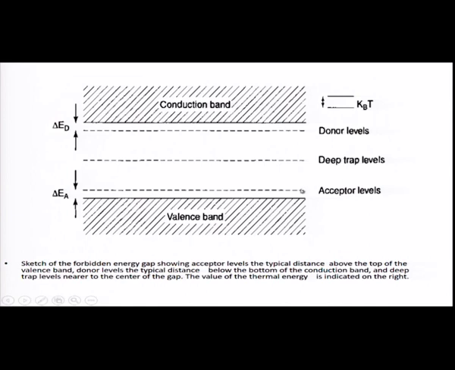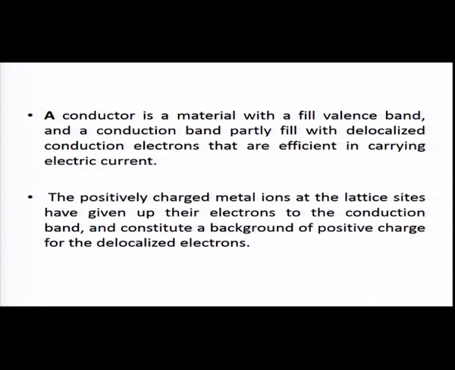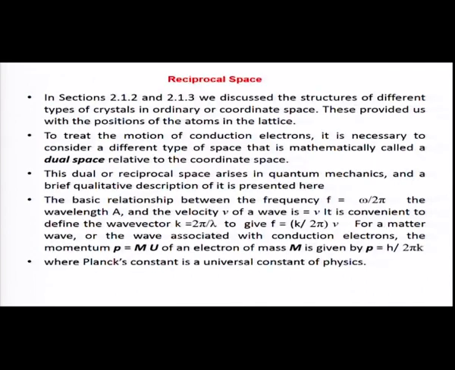Between these two donor levels and acceptor level, there is a deep trap level. Therefore, a conductor is a material with a full valence band and a conduction band partly filled with delocalized conduction electrons. If the material has delocalized conduction electrons and carries an electric current, such a material is called a conductor. Similarly, the positively charged metal ions at the lattice sites have given up their electrons to the conduction band, and they constitute a background of positive charge for the delocalized electrons.